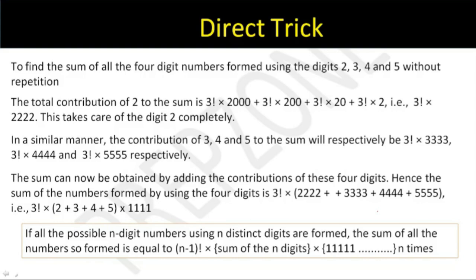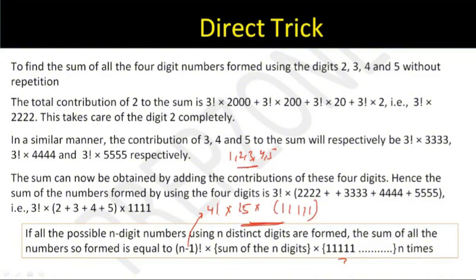Find the sum of all the 5-digit numbers using digits 1, 2, 3, 4, 5. What do you do? You simply say n is equal to 5. So the answer has to be nothing but this. N is 5, so 5 minus 1 is 4 factorial, into 1 plus 2 plus 3 plus 4 plus 5, the sum of all the digits. 5 into 6 by 2 is 15, into 1, 1, 1, 1, 1. This is your final answer.